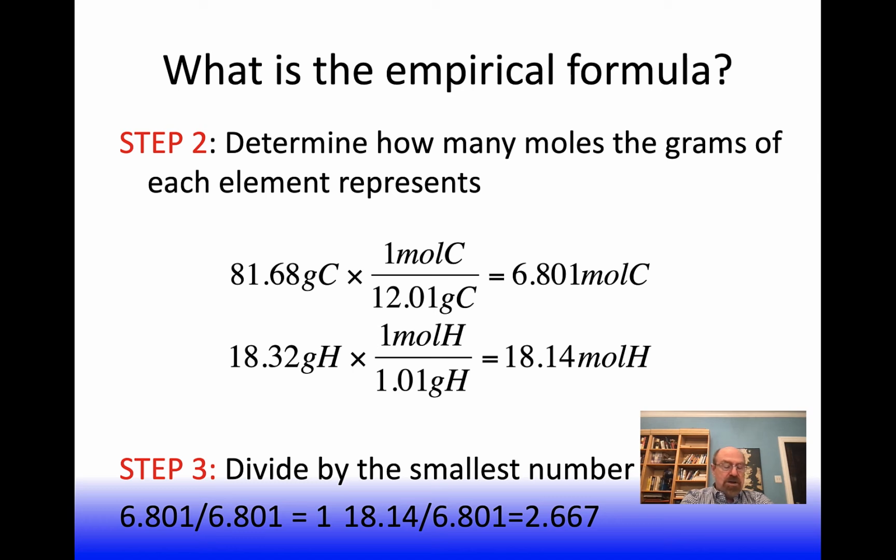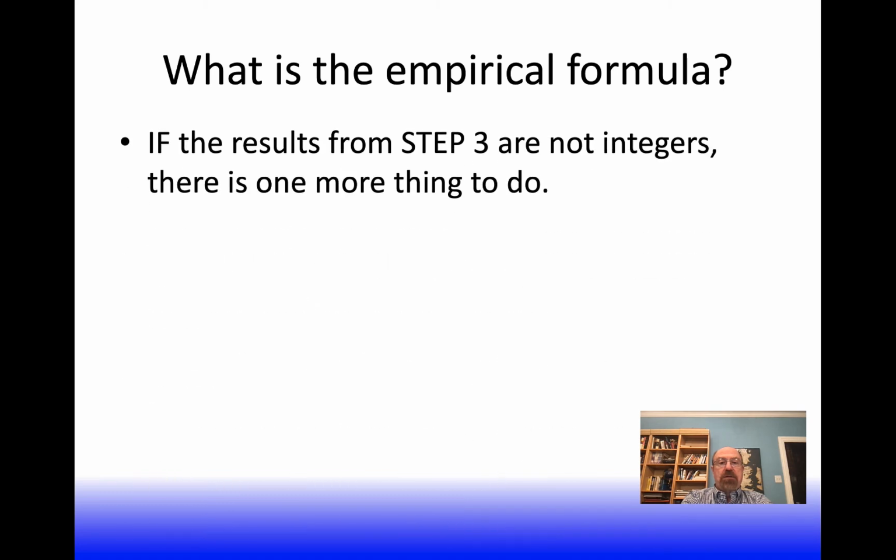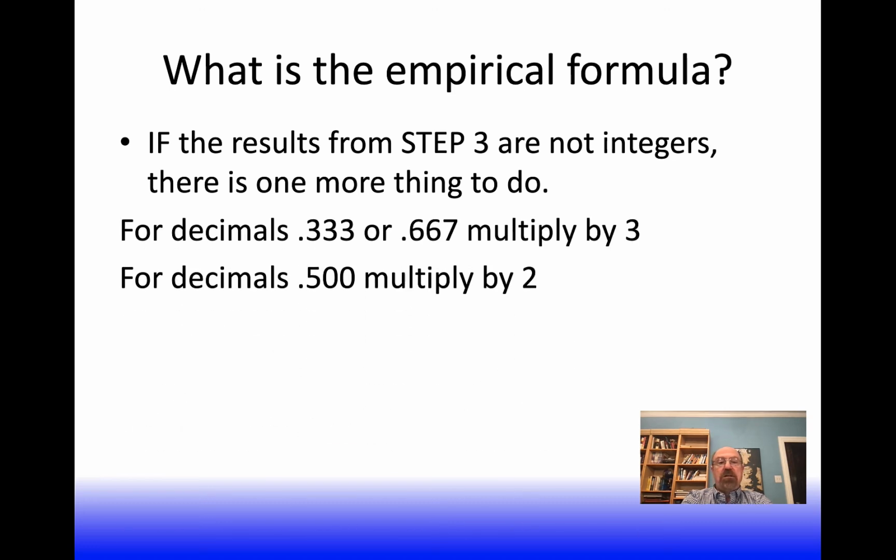6.801 divided by 6.801 is 1. That makes sense. But 18.14 divided by 6.801 is 2 2/3. Now, we cannot have subscripts of compounds with decimals. So what do we do? We have to do a fourth step. If in step 3 we don't get integers, we have to do something else.